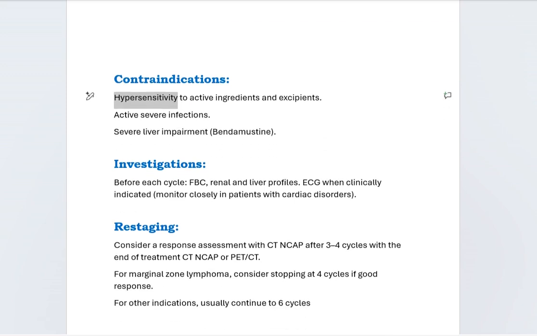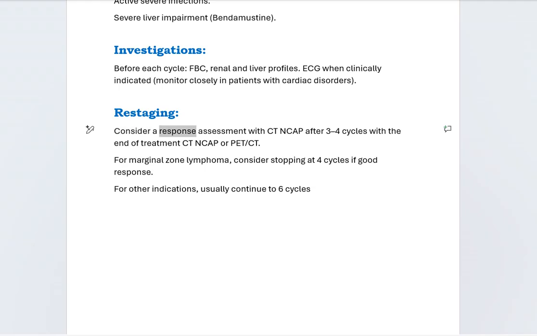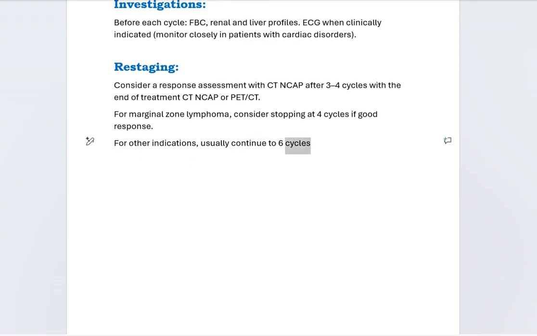Contraindications: hypersensitivity to active ingredients and excipients; active severe infections; severe liver impairment, for bendamustine. Investigations: before each cycle, FBC, renal and liver profiles. ECG when clinically indicated; monitor closely in patients with cardiac disorders. Restaging: consider a response assessment with CT-NCAP after 3 to 4 cycles, with end of treatment CT-NCAP or PET-CT. For marginal zone lymphoma, consider stopping at 4 cycles if good response. For other indications, usually continue to 6 cycles.